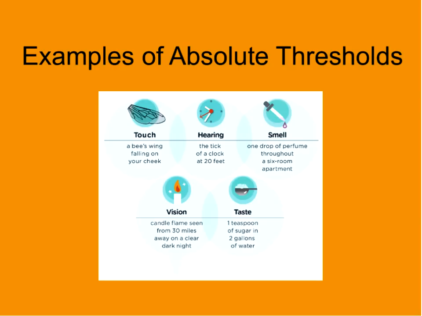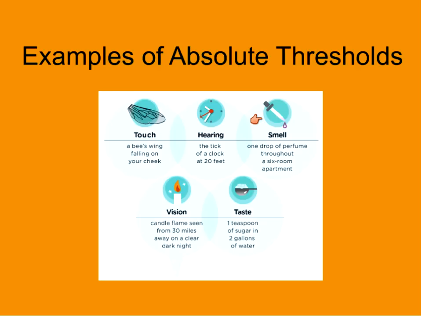Let me give you some examples of absolute thresholds. Our absolute threshold for our sense of touch is a bee's wing falling on your cheek. I think the hearing one makes the most sense here. The ticking of an analog clock, obviously, at 20 feet. If you were in a soundproof room and it had a ticking clock on the wall over there, you'd be able to notice that sound. That's your absolute threshold for hearing.